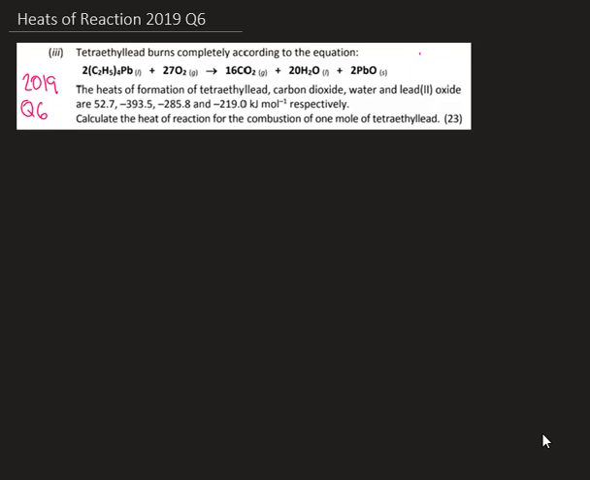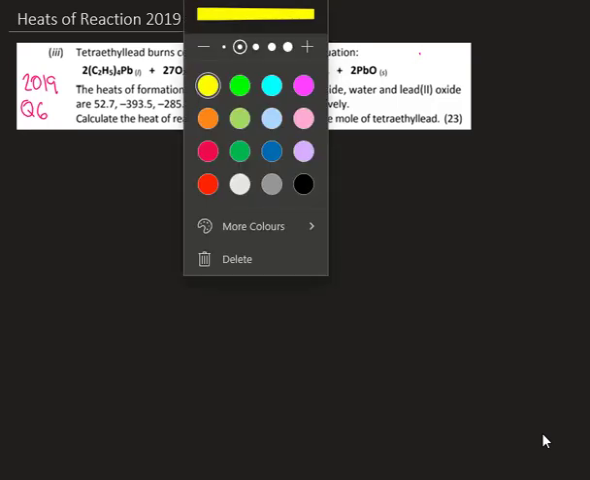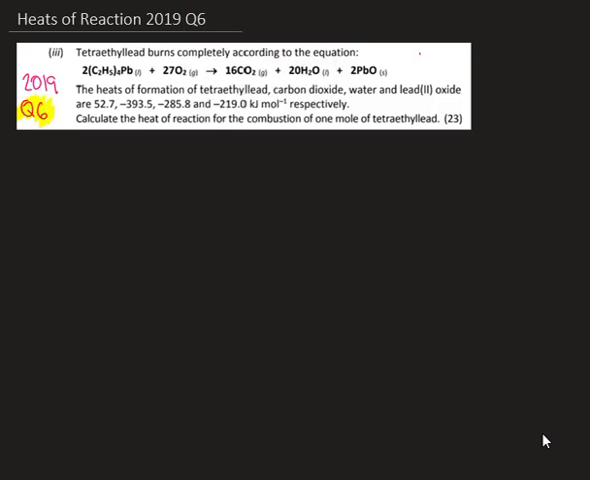Heats of reaction. This is a heat of reaction question from the 2019 Leaving Certificate Chemistry higher level paper. These questions are typically question 6, and they can be quite a straightforward calculation, provided that you pay attention to the values and the signs, and you attribute them correctly to the substances mentioned. So I'm just highlighting the substances and the values.